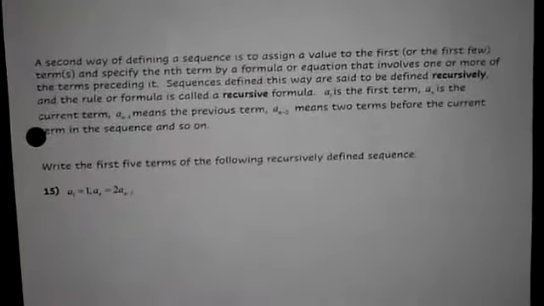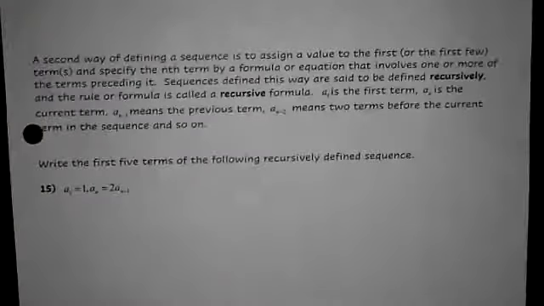All right. A second way of defining a sequence is to assign a value to the first or the first few terms and specify the nth term by a formula or equation that involves one or more of the terms preceding it. Sequences defined this way are said to be defined recursively, and the rule or formula is called a recursive formula. So A1 is the first term, A sub n is the current term, and A sub n minus 1 means the previous term. A sub n minus 2 means two terms before the current term in the sequence, and so on.